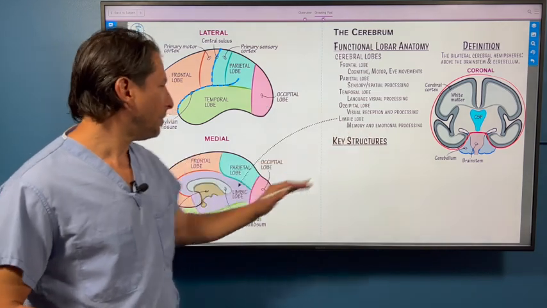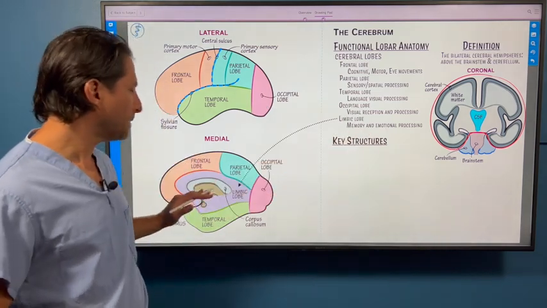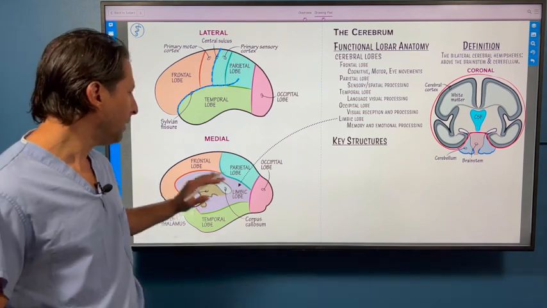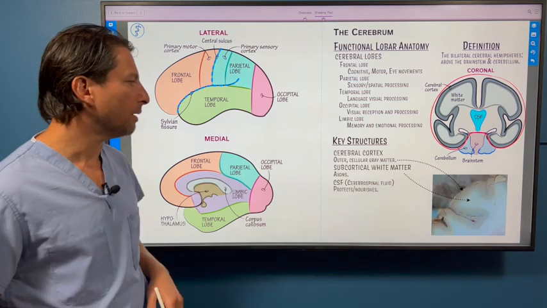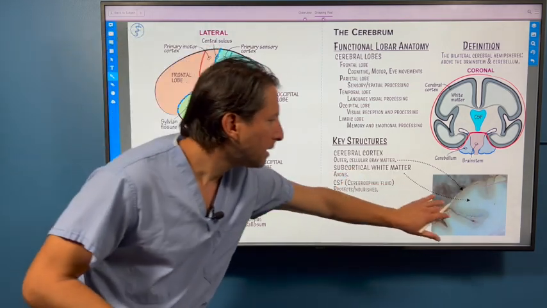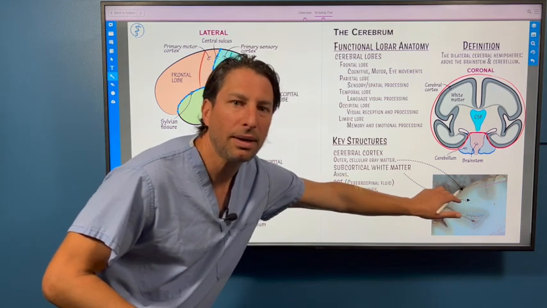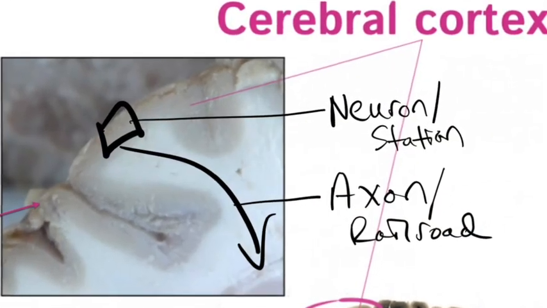The limbic lobe for memory and emotional processing, cingulate gyrus, hippocampus, parahippocampal gyrus, all of this is packed within the limbic lobe. This is just a gross anatomical view. Again, this is the outer cellular gray matter region and then the white matter pathways underneath it.